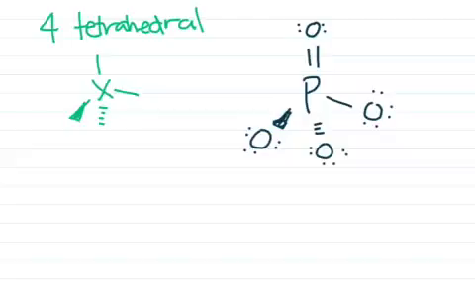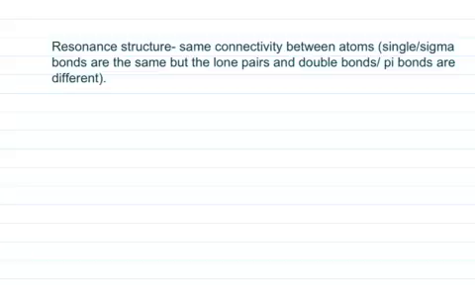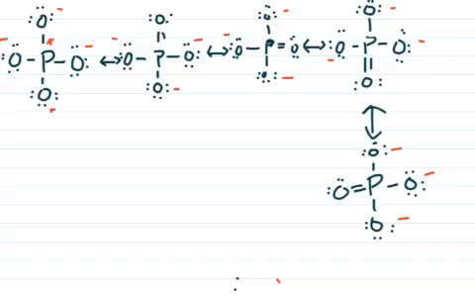Alright, so what do we know about tetrahedrals? Well, we know that they have an angle of 109.5 degrees. Earlier we were talking about resonance structures, so let's again talk about resonance structures for phosphate. So again, what is a resonance structure? We know a resonance structure has the same connectivity between atoms. The single and sigma bonds are the same, but the lone pairs and double bonds, or pi bonds, are different. So again, let's draw all the resonance structures of phosphate.